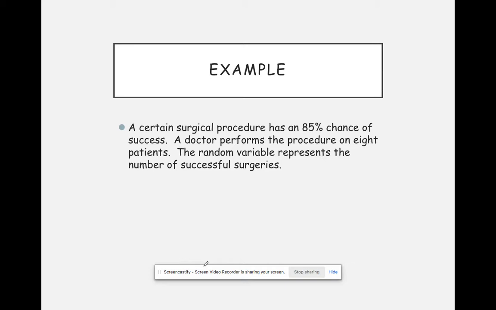So here's an example. We're going to identify the N, the P, and the Q here. So N is the number of trials. So it tells me that the doctor performs the procedure on 8 patients. So my N is going to be 8. P is the probability of success. So there's an 85% chance of success. And when we plug our numbers into our formula, it's going to be that percentage as a decimal. So it's going to be 0.85.